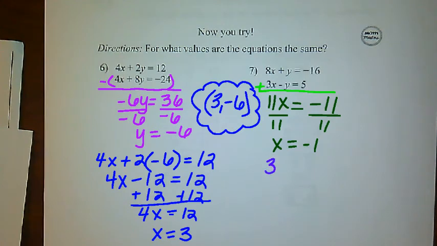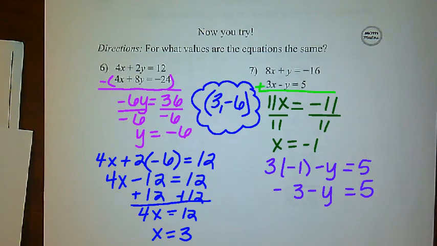So I'm going to do the second one. That looks pretty easy. -1 minus y equals 5. -3 minus y equals 5. So y equals -8. So my final answer for that is -1, -8.